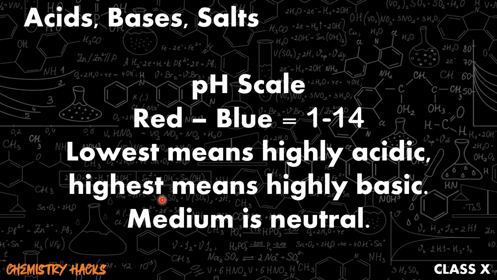So the lowest pH value is the highest acidity, and the highest pH value is the highest basic nature. And if you look at 7, which is usually the pH of drinking water, it's neutral. And the human body can only sustain a pH between 7 and 7.6.